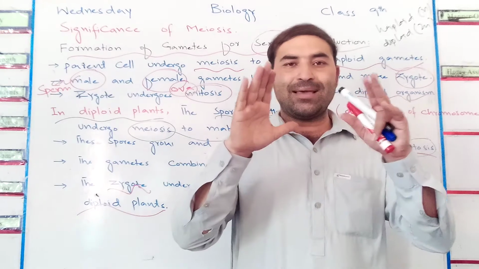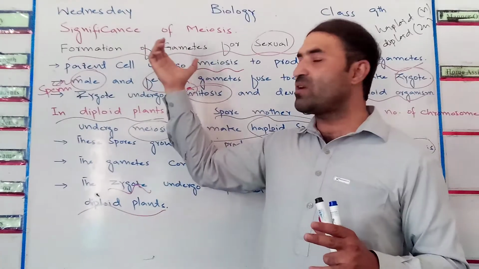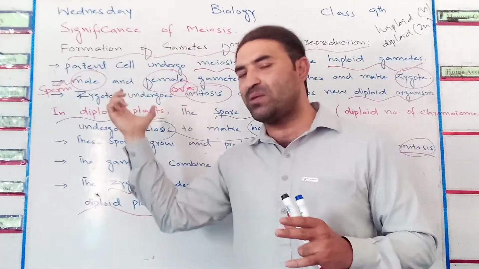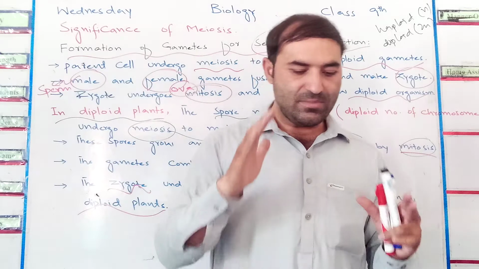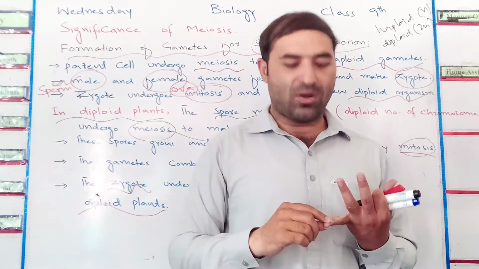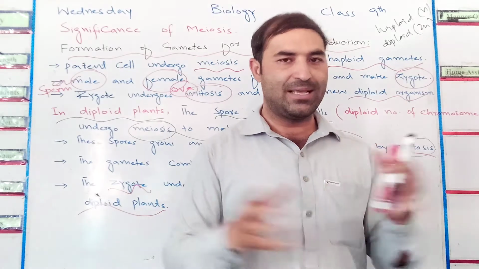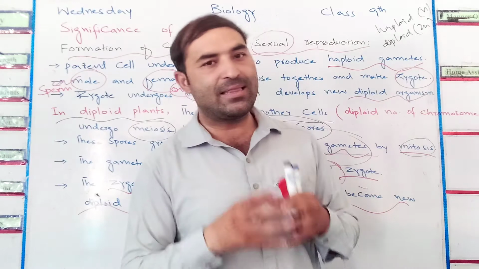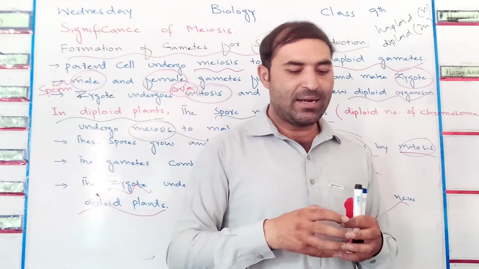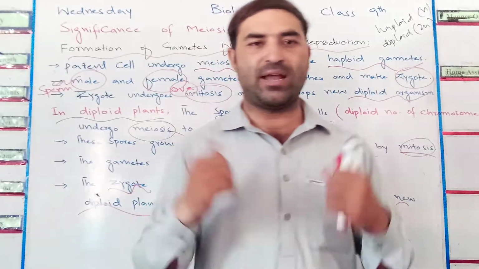So in short, I will summarize the formation of gametes for sexual reproduction both in animals and plants. In animals, dear students, the parent cell with diploid number of chromosomes will undergo meiosis and produce haploid gametes. Then these gametes will fuse together to form a zygote, and that zygote will undergo mitosis many times and develop into a new organism.